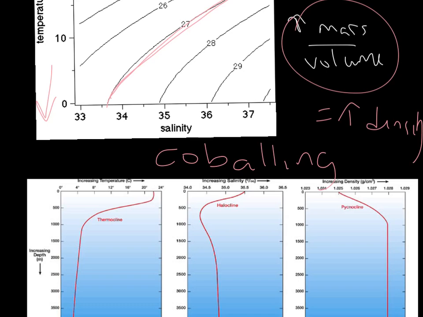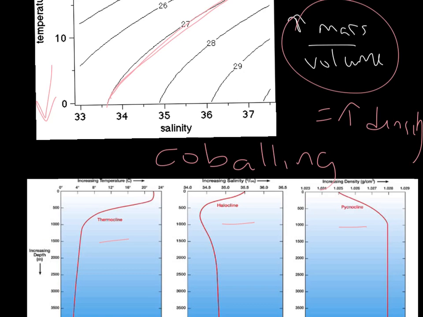layered water. Now looking at this image below, you have the thermocline, halocline, and pycnocline, which are the rapid change in temperature, salinity, and density as you go down into the ocean depths. I want you to notice that the deeper you go in the thermocline, the colder it gets really rapidly along this area, the top 1,000 meters.